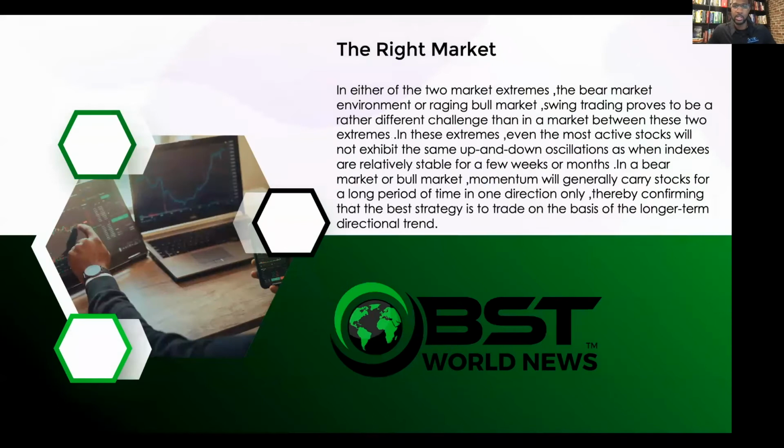The right market. In either of the two market extremes, the bear market environment or raging bull market, swing trading proves to be a rather different challenge than in a market between these two extremes. In these extremes, even the most active stocks will not exhibit the same up and down oscillations as when indexes are relatively stable for a week or months. In a bear market or a bull market, momentum will generally carry stocks for a long period of time in one direction only, thereby confirming that the best strategy is to trade on the basis of a longer-term directional trend.